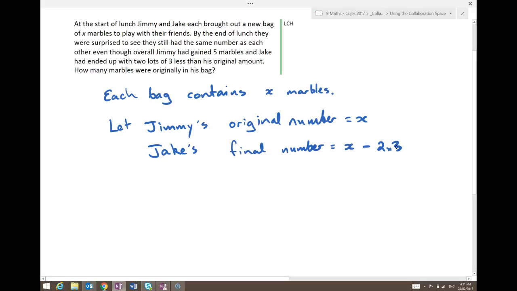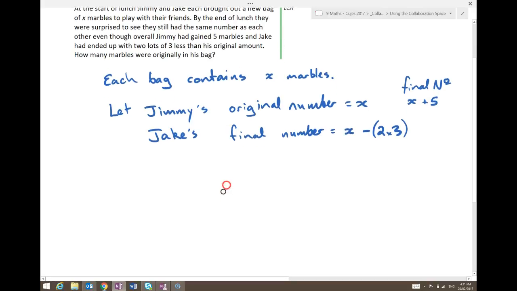So Jake also had X at the start. His final number was 2 lots of 3 less than X. And Jimmy had gained 5 marbles. So Jimmy's original number was X, and his final number was X plus 5. How many marbles were originally in his bag?